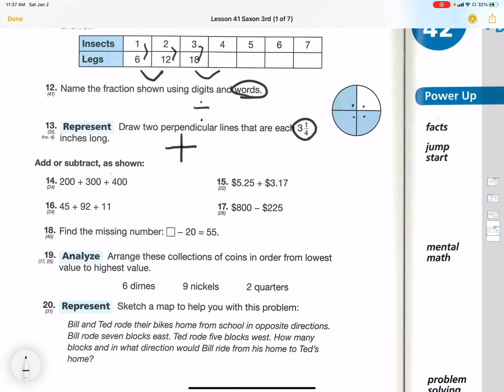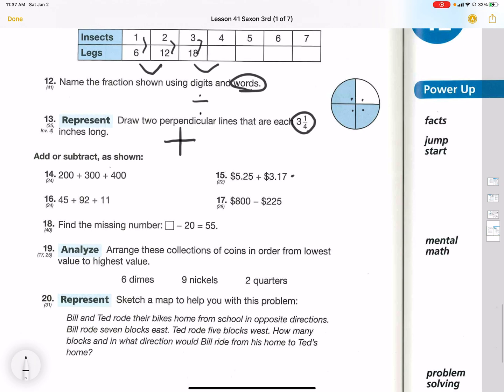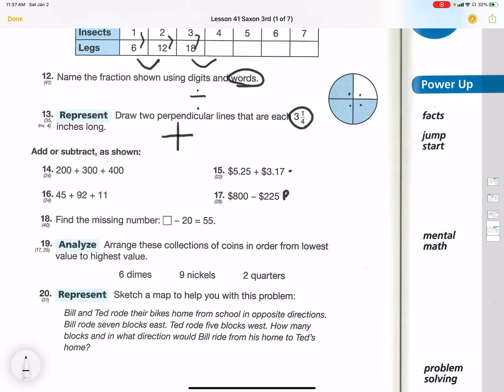All right. These look good. Make sure you include your decimal. You're going to have to borrow. You're going to have to regroup.